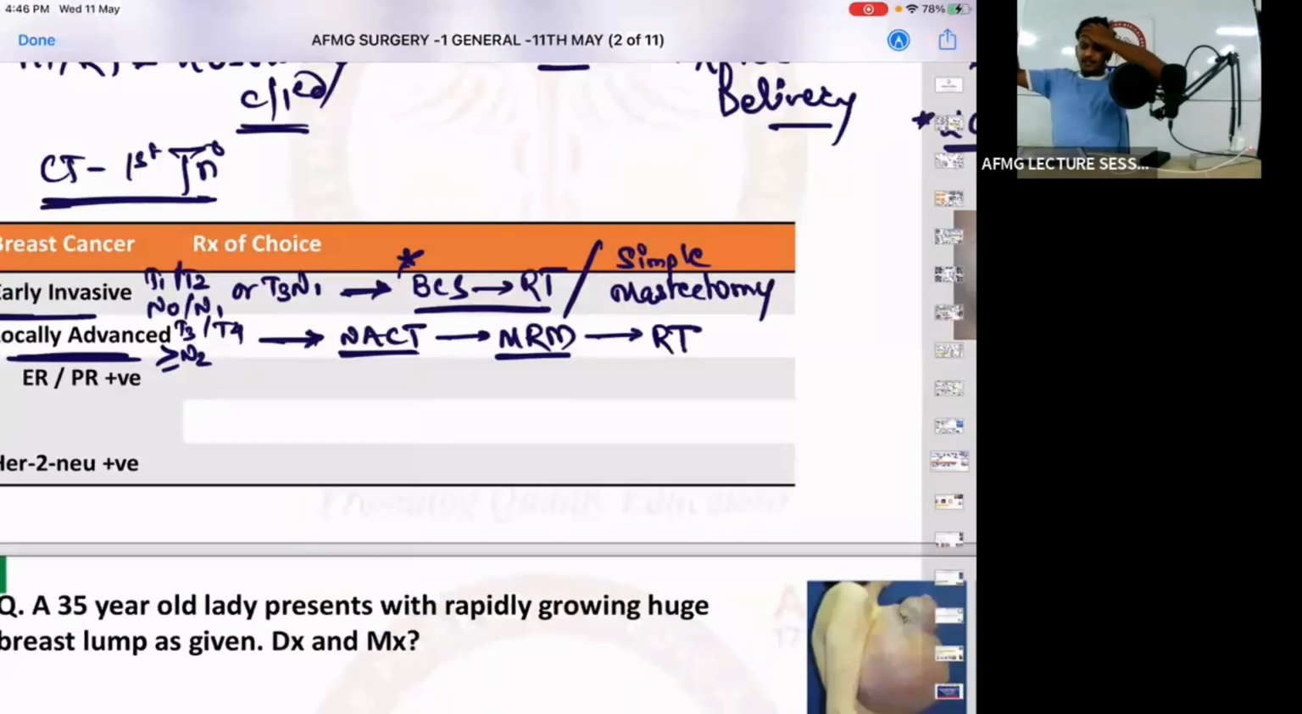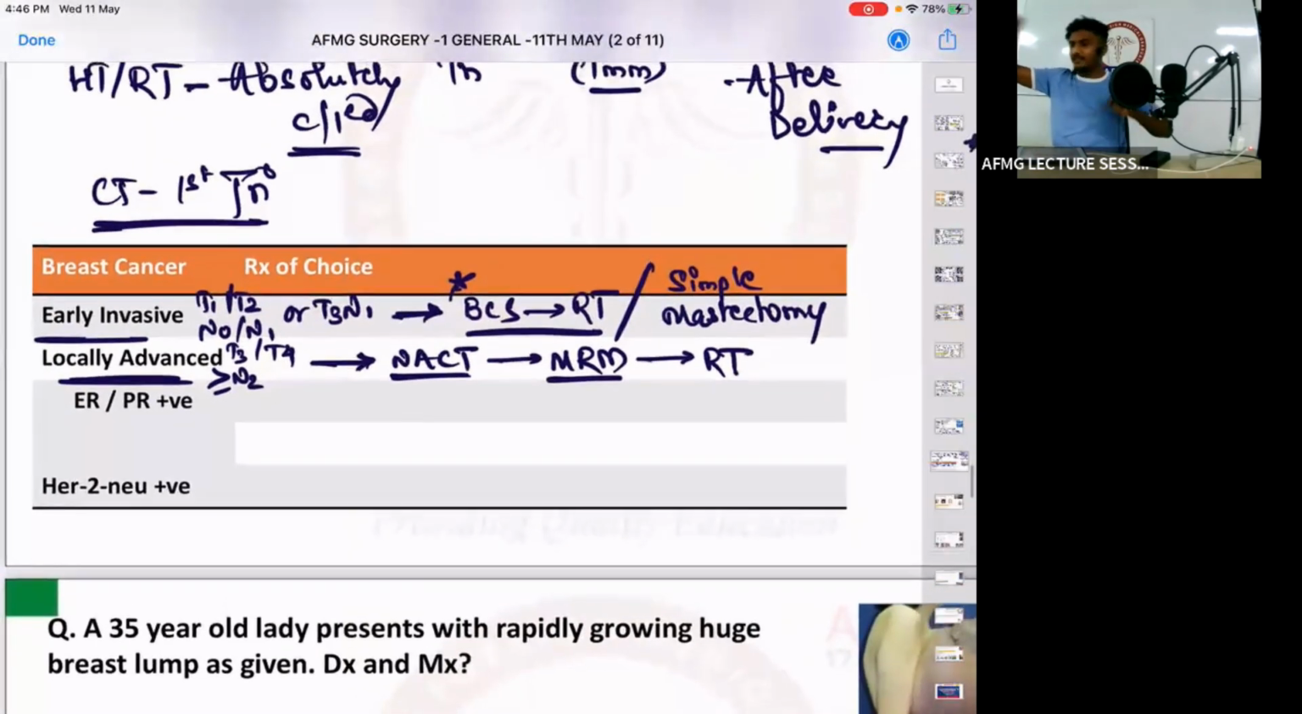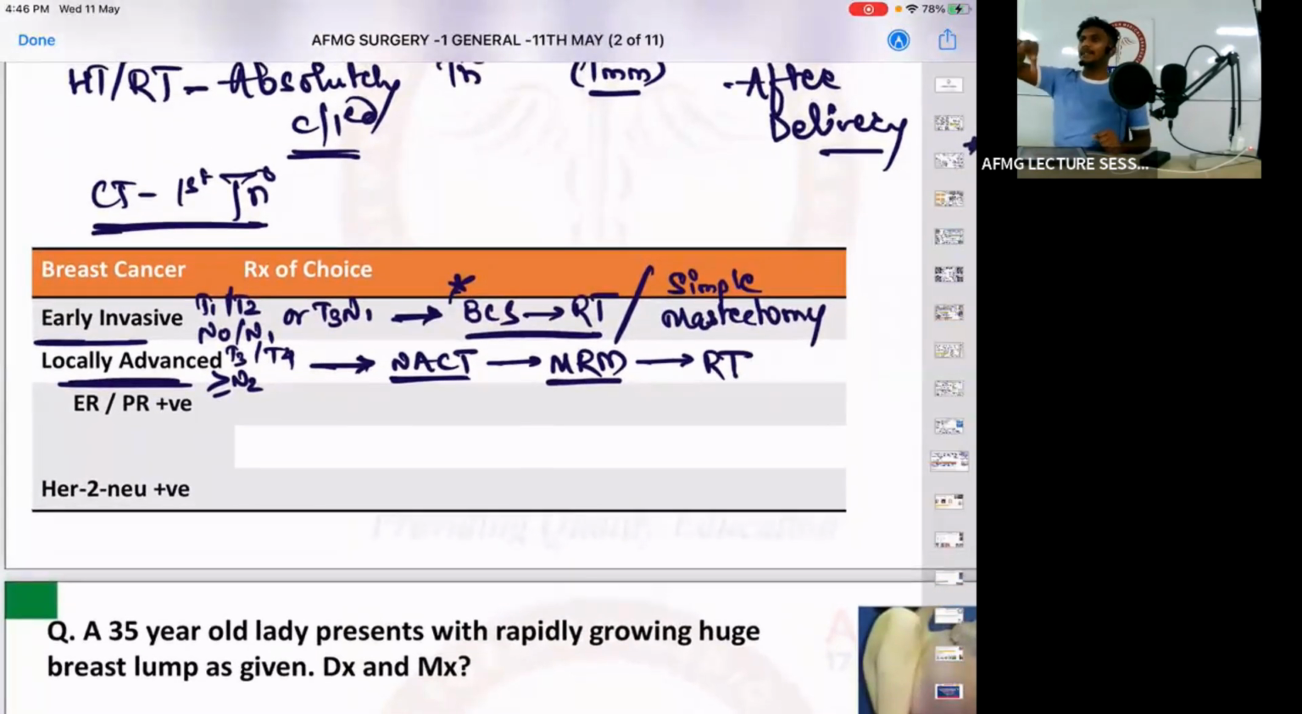So early invasive breast cancer, stages T1, T2, N0, N1, T3, N1. It is known as which cancer? Early invasive breast cancer. Treatment of choice is breast conservation surgery followed by radiotherapy. Low recurrence rate with simple mastectomy. Then locally advanced breast cancer is stage T3, T4 or nodal metastasis more than 2. Here the treatment of choice would be neoadjuvant chemotherapy followed by modified radical mastectomy followed by radiotherapy.